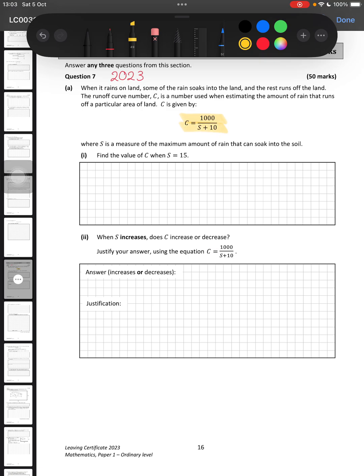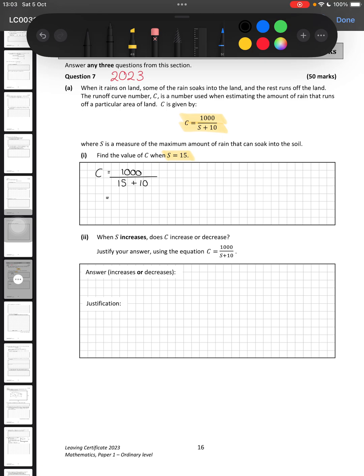For the time being, I really don't care about what C is or what S is. Later on in the question, I might need to understand that a little bit more. But right now, it just says, find the value of C when S is equal to 15. Remember, you're always writing your formula out first without anything filled in. So it's 1000 over 15 plus 10. Now the examiner can see you can sub in. You can get attempt marks for subbing in.